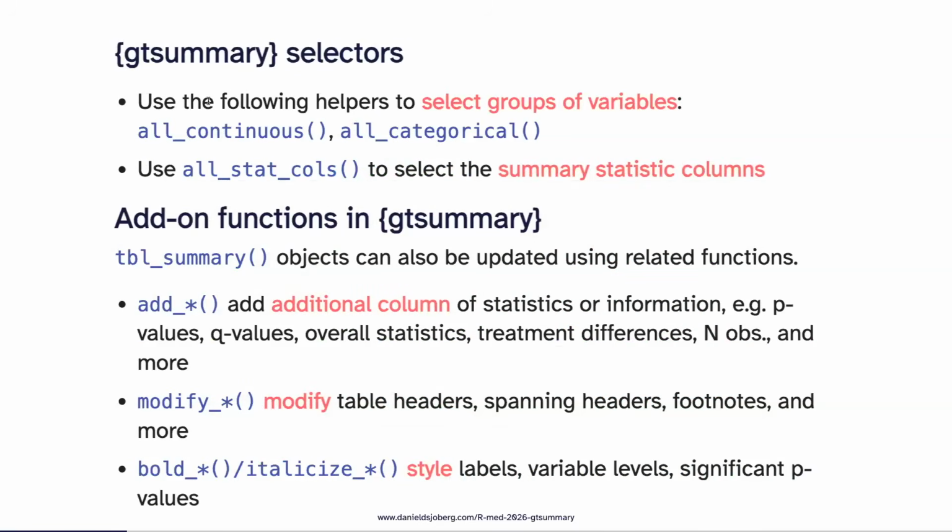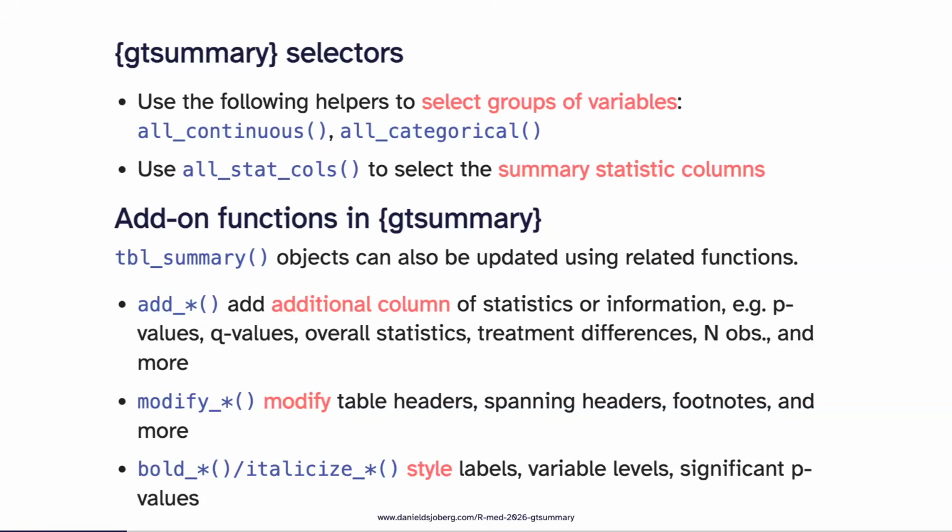So we did talk a little bit about these all_continuous and all_categorical selectors. They're super helpful to be used within gtsummary, not outside of gtsummary. There's also another function called all_stat_cols. So you saw in our summary table where you had summary statistics for placebo and high dose and low dose. Those are all_stat_cols. So sometimes you need to do something that applies to those three columns only and not the labeling column that appears on the far left. This is a nice way to do that kind of selecting as well.